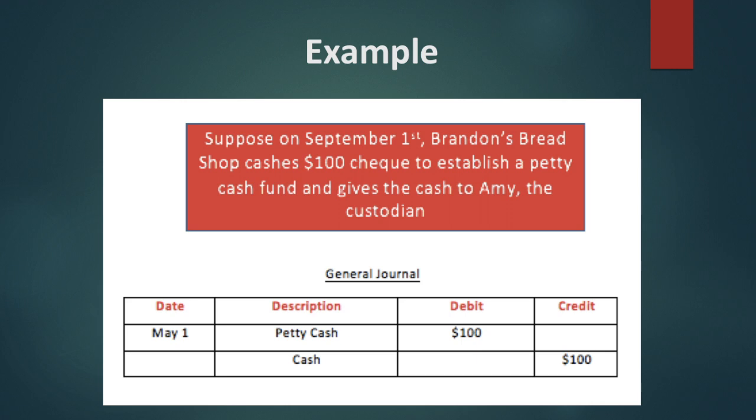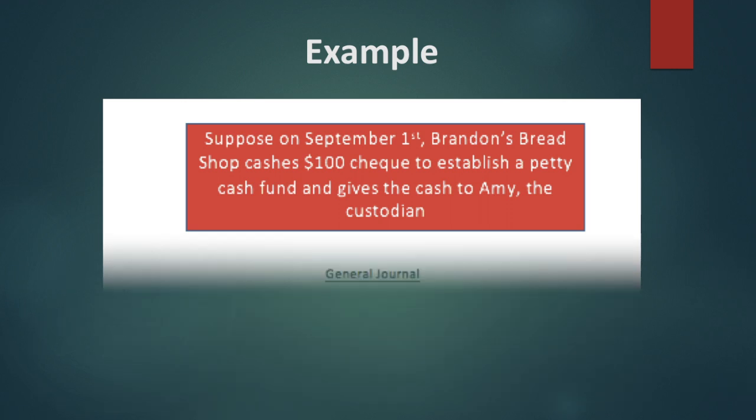For example, suppose on September 1st, Brandon's bread shop cashes a $100 cheque to establish a petty cash fund and gives the cash to Amy, the custodian. $100 of cash is used to establish the fund. Therefore, it is credited on the general journal. As a result, the petty cash fund increases and is therefore a debit.